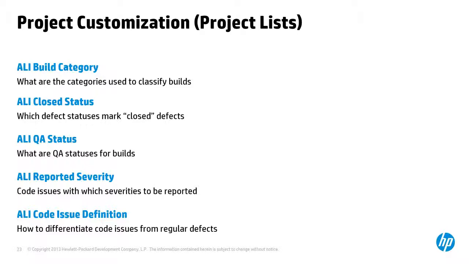The next item, ALI closed status, is quite important, and this helps ALI to understand which defects you consider as closed. So this is for ALI to compute the reports correctly, we need to know your semantics. And we've learned from many customers that they use different statuses for closed defects. So it's not only closed, but it can be some variants like resolved and so on. So here you can specify it, and ALI will correctly understand your semantics of closed and compute the reports. Very similarly for ALI QA status, again, you can extend it as you wish, and other items mentioned here.